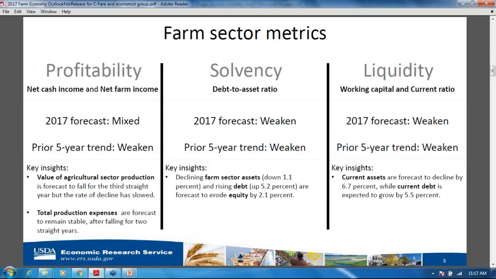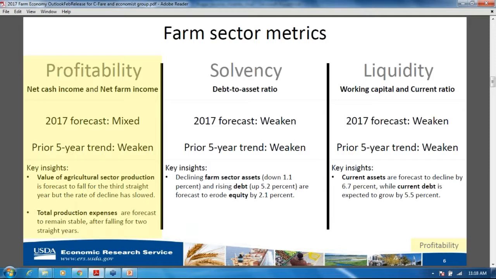The first is profitability, and specifically we're going to focus on net cash income and net farm income. Then we're going to move over to the balance sheet, and we're going to take a look at solvency and take a look at debt and assets of the farm sector, and then combine the two to take a look at the debt to asset ratio. And then I will conclude the financial condition forecast of the farm sector by looking at liquidity for the farm sector, and specifically looking at working capital.